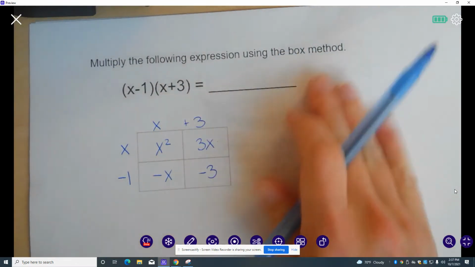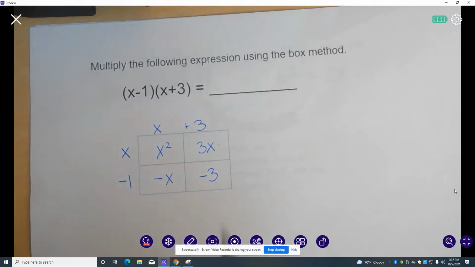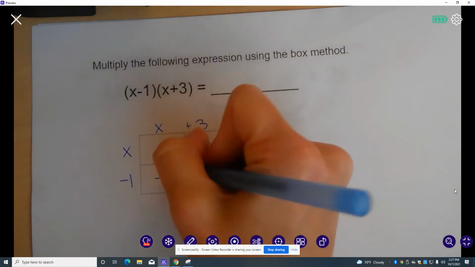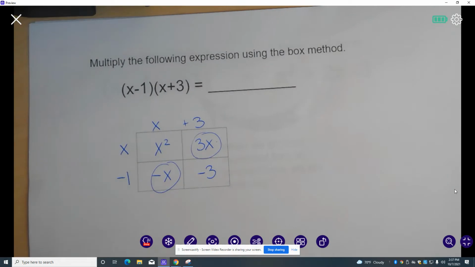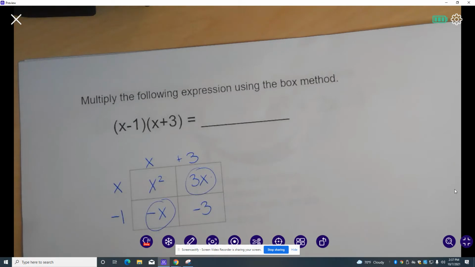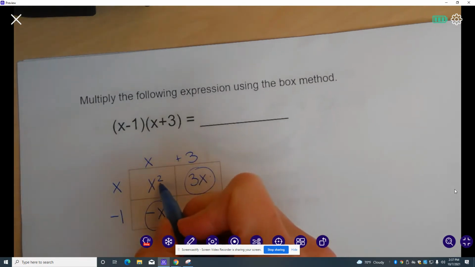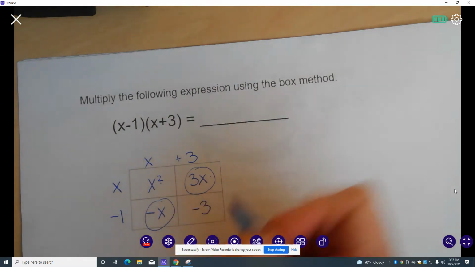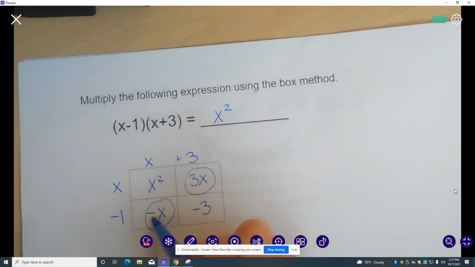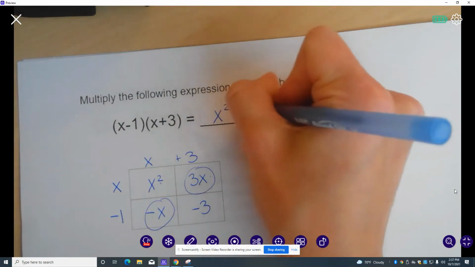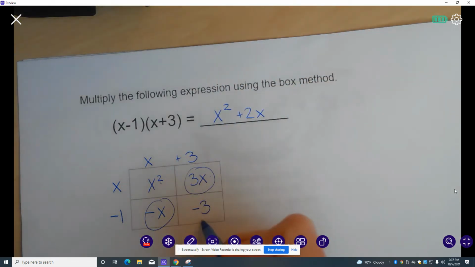Now before I write my answer here, I'm going to ask myself if there are any like terms that I can combine. I notice I have two like terms here. They both have an x term, so I can add those together. So I'm going to go ahead and do that and write out my final answer. We usually write this in order from highest exponent to lowest. So this is equal to x squared plus negative 1x plus 3x, which is 2x, minus 3.